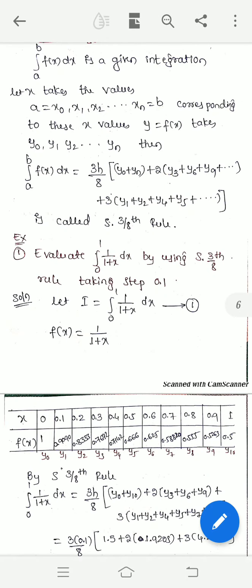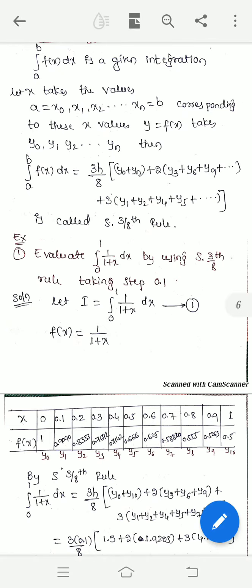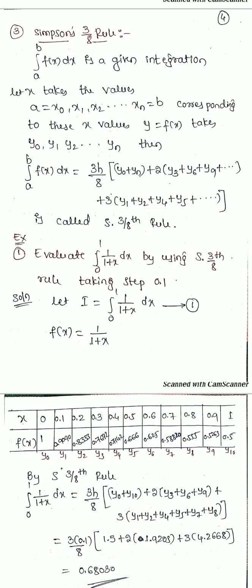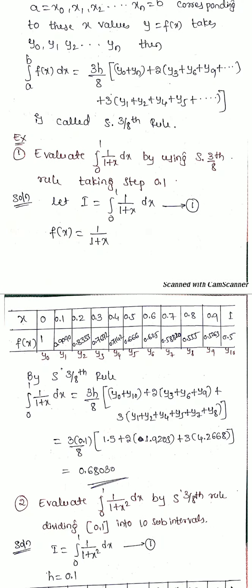2 into, it is a difference of 3 terms, 2 into y3 plus y6 plus y9, the next term will be y12, and so on, plus 3 into the remaining terms. So it is 3 into y1 plus y2 plus y4 plus y5, and so on. This formula is called Simpson's 3/8 rule. It is one of the very important formulas, Simpson's 3/8 rule.